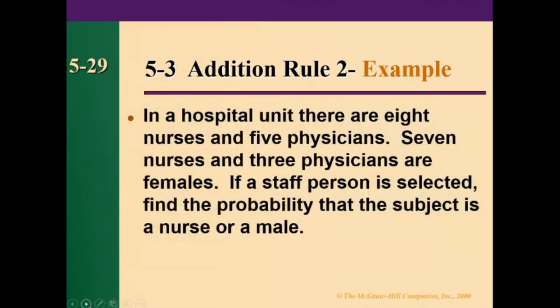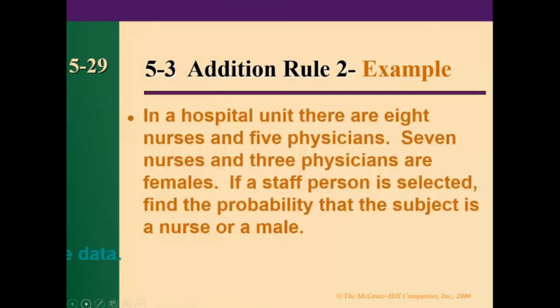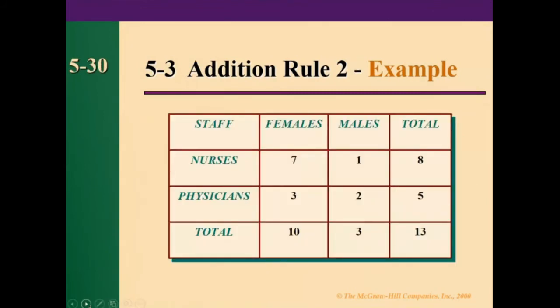So in a hospital unit, there are 8 nurses and 5 physicians. 7 nurses and 3 physicians are females. If a staff person is selected, find the probability that the subject is a nurse or a male. Ayan. So the next slide has the data. Okay? So empirical probability ito class. So kasi may data tayo.